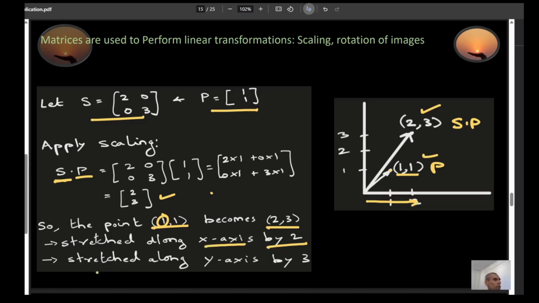And likewise, your y, that is this one right here, got scaled along the y-axis by 3. And this one actually went 3 units in this direction. So this 2 is responsible for scaling along the x-axis. This one is responsible for scaling along the y-axis.